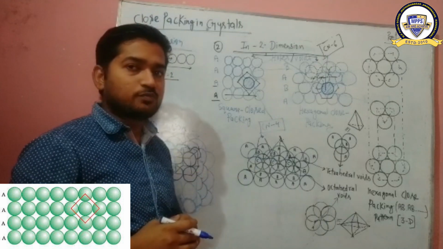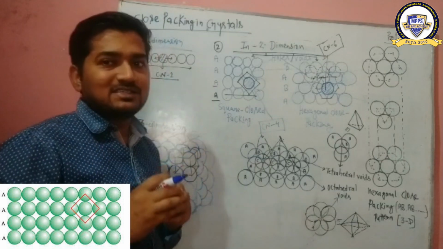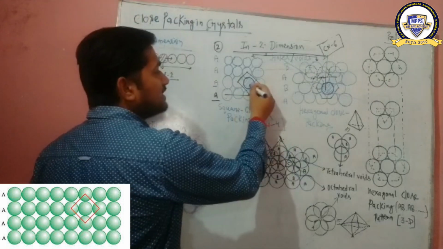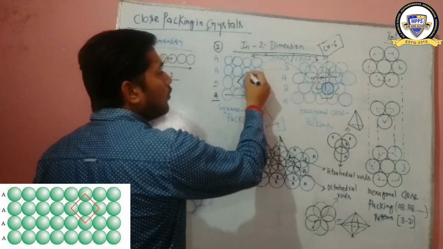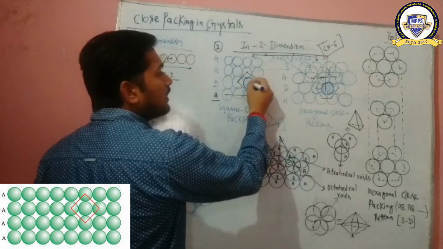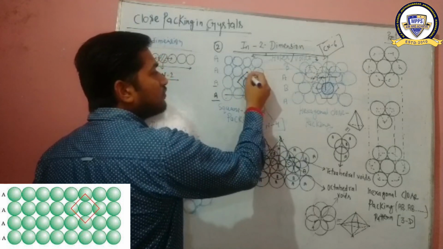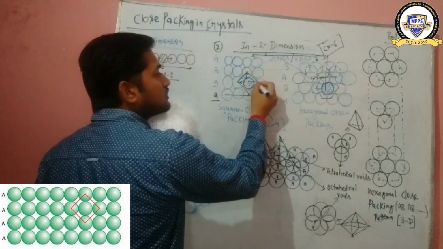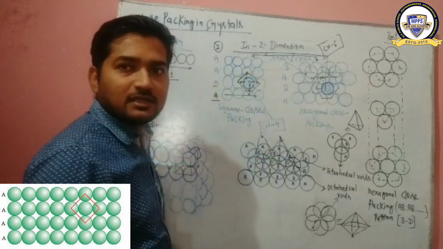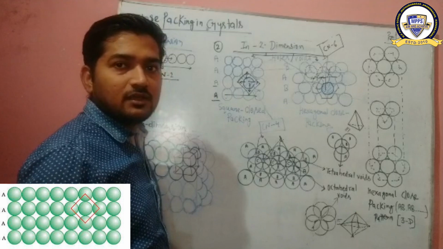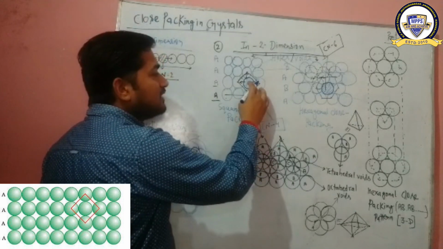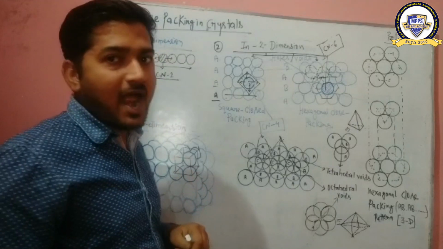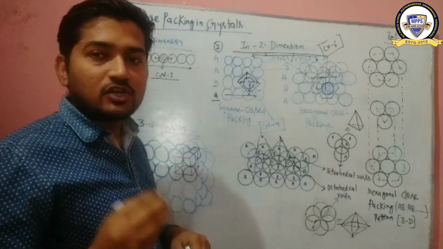In square close packing, the particle is surrounded by 4 other particles. If we look at this sphere, it directly touches these 4 particles. So what we say here is that this particle is surrounded by 4 other particles and shows coordination number 4.